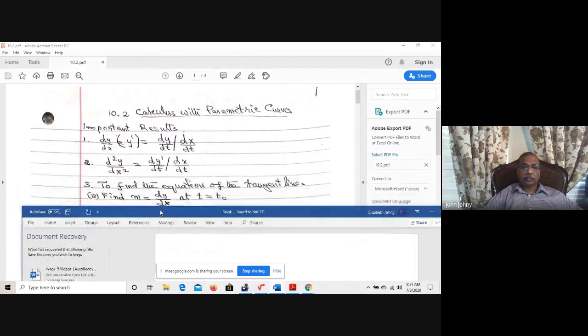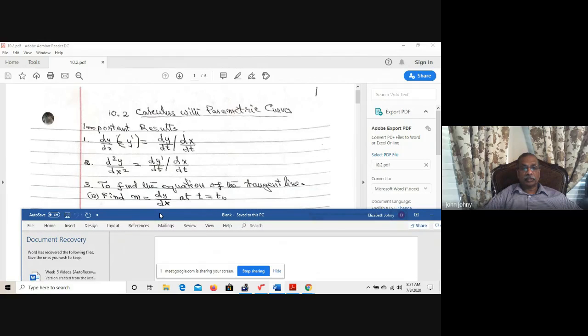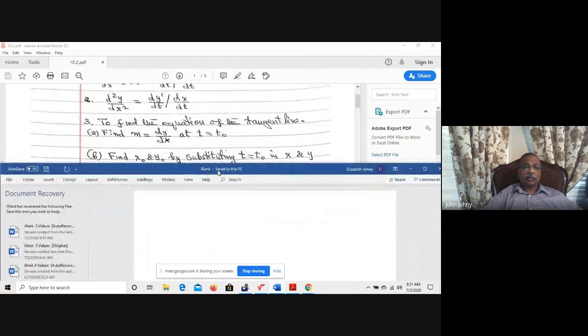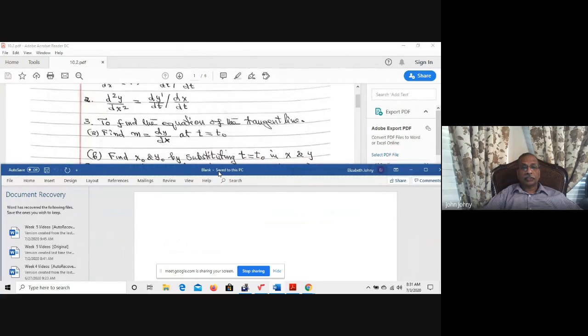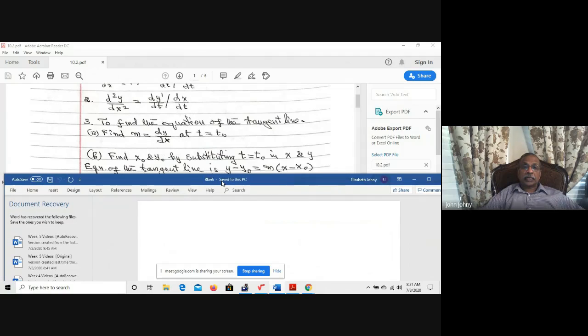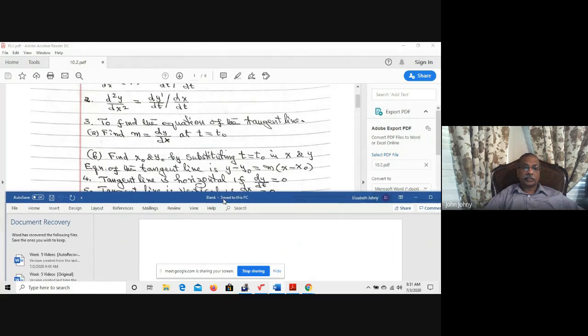To find the equation of a tangent line at a given point, the first step is to find the slope m, which is equal to dy over dx at t is equal to t0, meaning the given point. Then you find x0 and y0 by substituting t is equal to t0 in x and y. The equation of the tangent line is y minus y0 is equal to m times x minus x0.